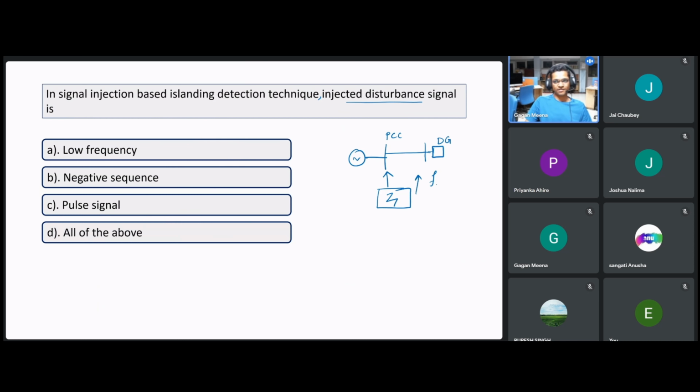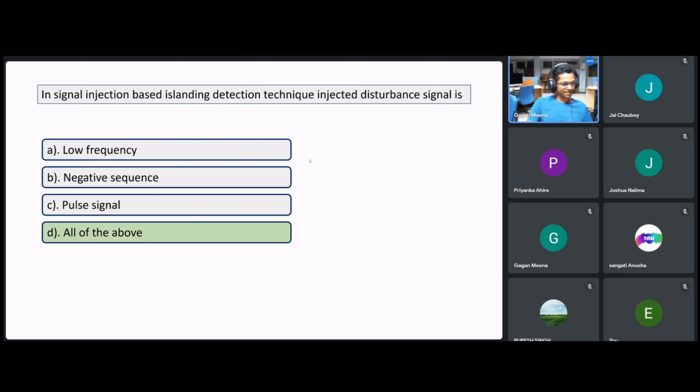What kind of disturbances can we inject? Low frequency, negative sequence component, pulse signal, or all of the above. So here we can inject any of these, depending upon the technique which we are using. So all of these can be used.